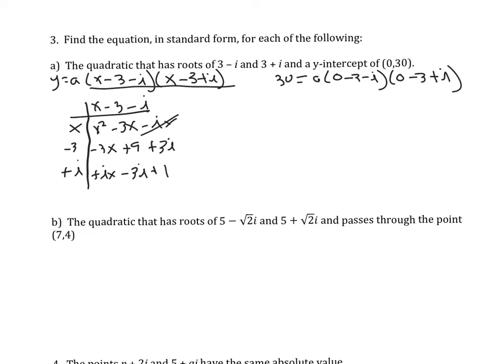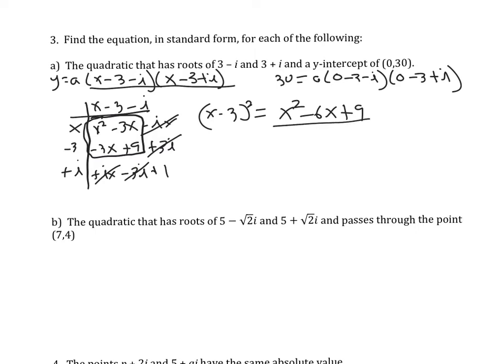Okay, the negative ix and the positive ix, the 3i and the negative 3i all cancel out. All we're left with then is this square of values, which is just equal to x minus 3 squared, which is equal to x squared minus 6x plus 9. This is the perfect square trinomial.